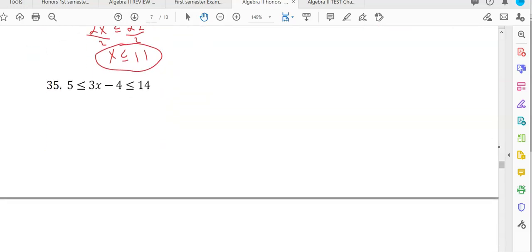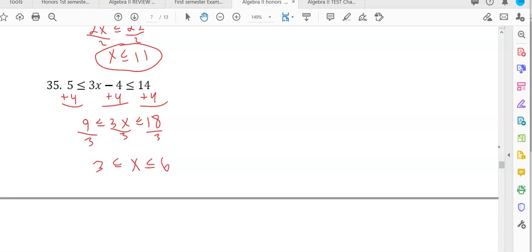This one, I'm going to add 4 to every side there. It's kind of like 3 sides to this inequality kind of thing here. So we get 9 less or equal to 3x less or equal to 18. Divide by 3, divide each piece there by 3. So we get 3 less or equal to x less or equal to 6. So x is between 3 and 6 there.